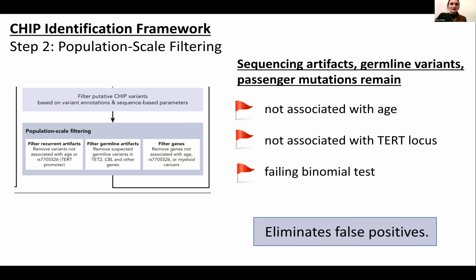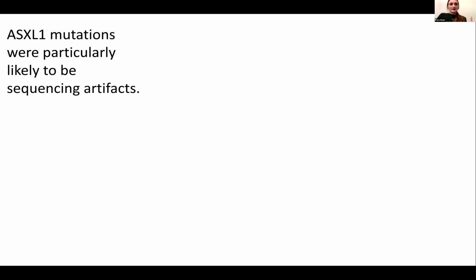And so I want to show you an example again of something that was really interesting in the paper, where this specific gene, ASXL1, is one of our CHIP genes. And the mutations in ASXL1 were particularly likely to be sequencing artifacts, which is something that we noticed when we were doing this data.